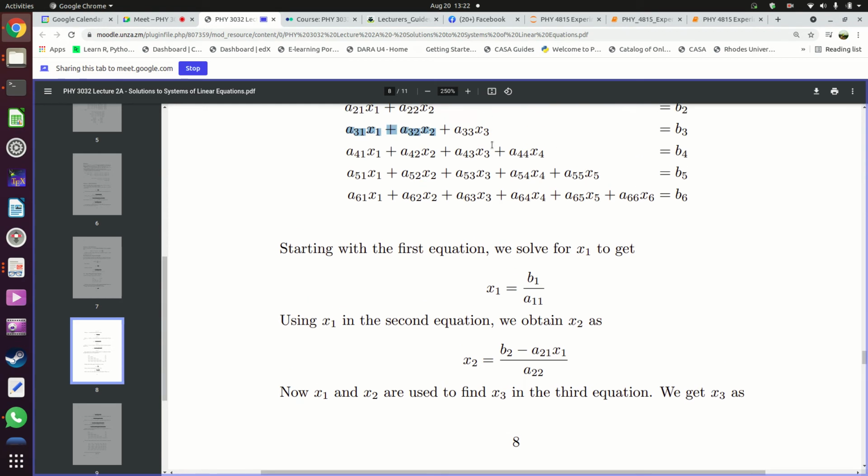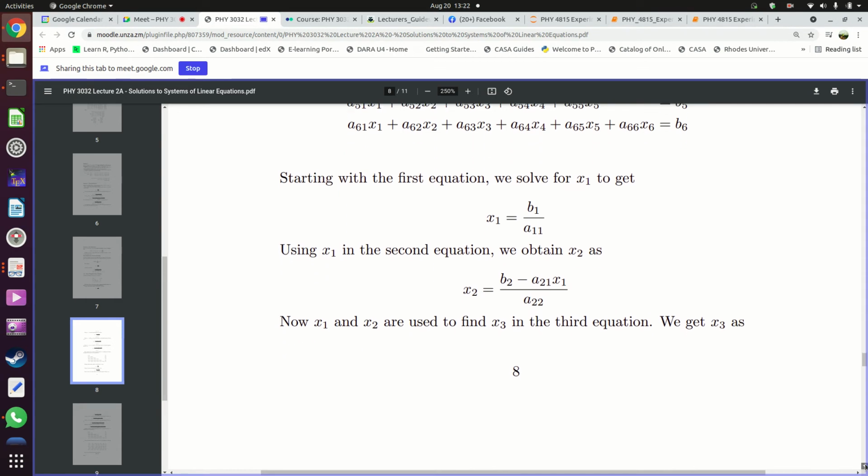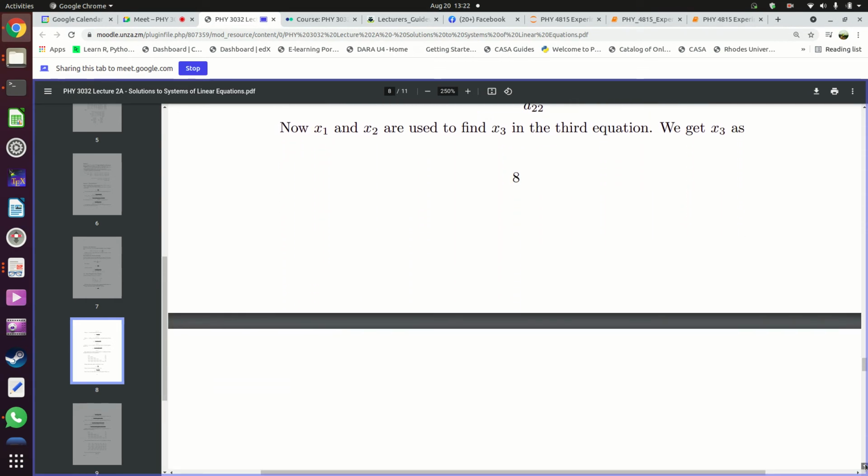Then once you find your x3, you're going to use your x1, x2, and x3 in the fourth equation here, so that you can find your x4. So all these terms here, you transfer them to this side, so you end up with b4 minus a41 x1 minus a42 x2 minus a43 x3 divided by a44. Now when you do that, again, I want to emphasize that there is a pattern to these things here.